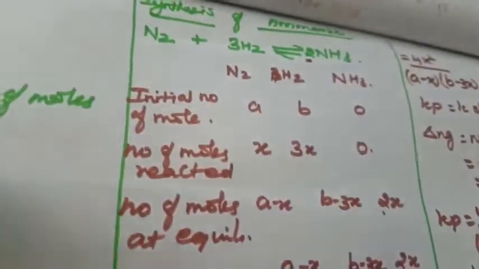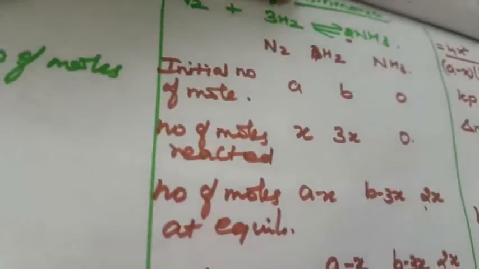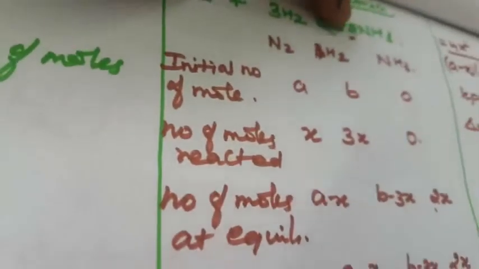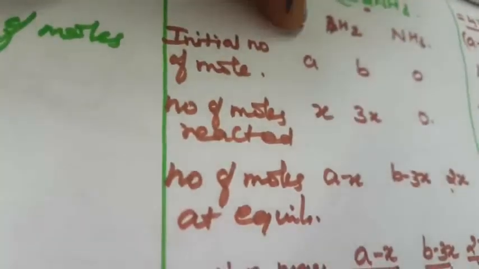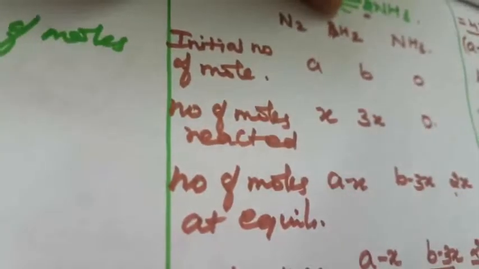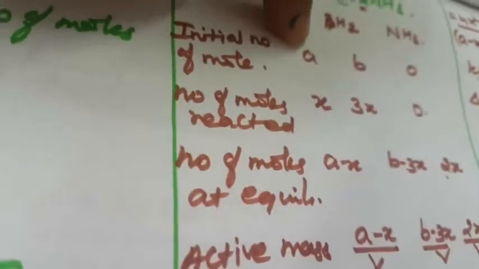So how to derive this synthesis of ammonia? First, 1 mole of nitrogen reacts with 3 moles of hydrogen to form 2 moles of ammonia, right? So now nitrogen, hydrogen, ammonia, initial number of moles a and b. Here 2 reactants are there, so that is the reason I am writing a and b. The number of moles reacted is x mole. Here 3 moles are there, so that is the reason here 3x.